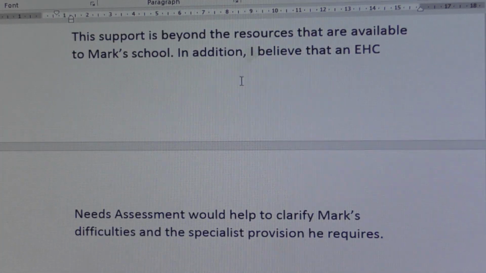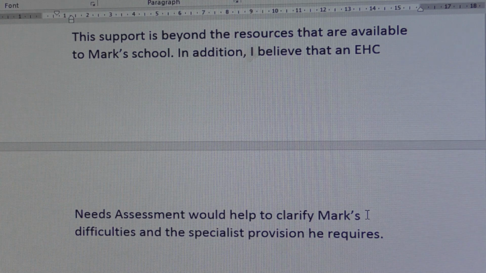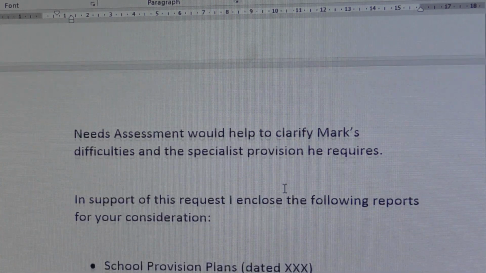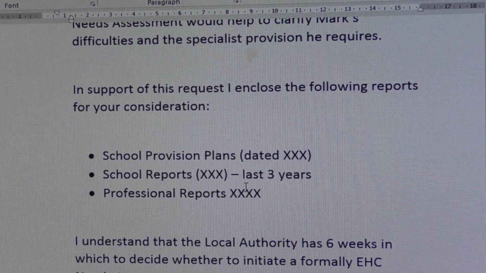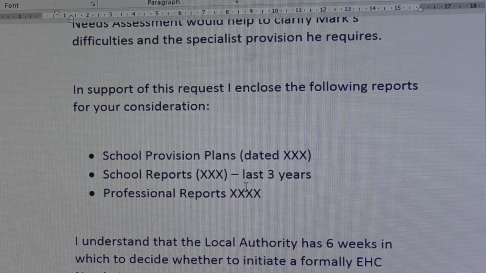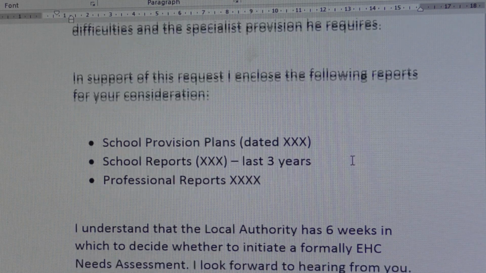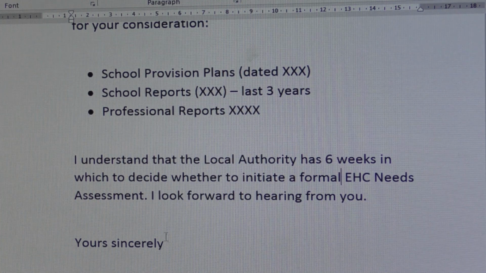We then identify, I believe, that why do you want the assessment? Well, I believe it will help to clarify Mark's difficulties and the specialist provision he requires. That's exactly what it should do. And then we put in place any relevant evidence that will help to support your request. So school provision plans, school reports, professional reports. And then you give the local authority a shot across its bow that you know the law. I understand that the local authority has 6 weeks in which to decide whether to initiate a formal EHC needs assessment. I look forward to hearing from you.